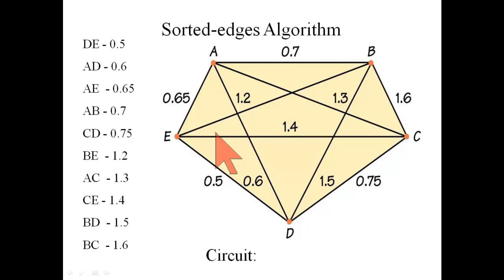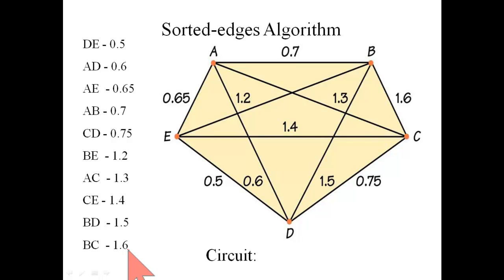Here's the graph. It has weights on the edges. And the question is, as before, find the lowest cost Hamiltonian circuit, or at least a low cost Hamiltonian circuit. All right, I've done part of the work already. Over here on the side, I've taken all of the edge lengths, say DE is length 0.5 and AD is length 0.6 and so on. I've listed all of those and then I've sorted them into increasing order like this.